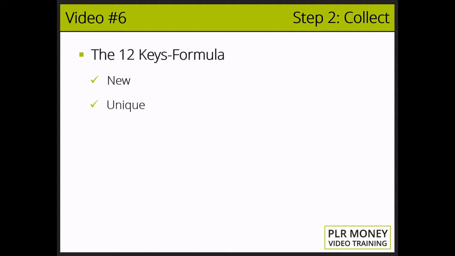Unique. The information has to be unique. It has to be created and not just copied from the web. People want unique content. If something is new, it has to be unique. You can easily find unique PLR content by applying the first key, new.